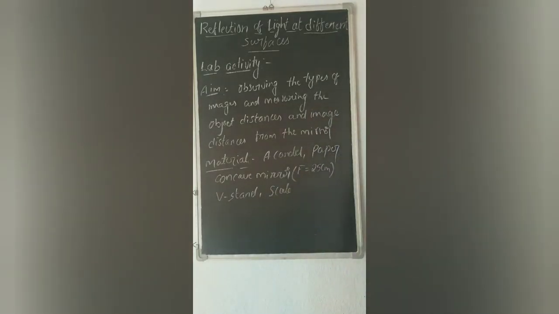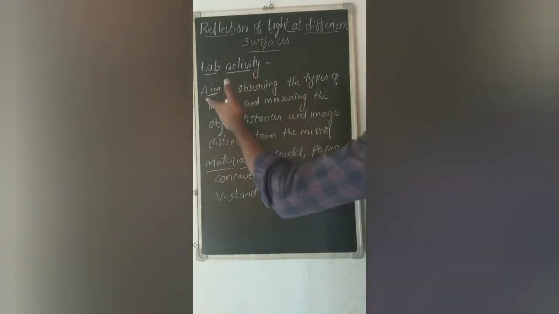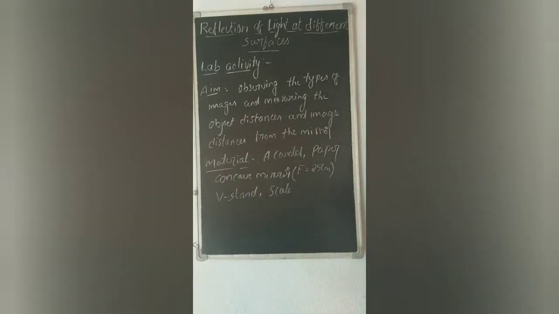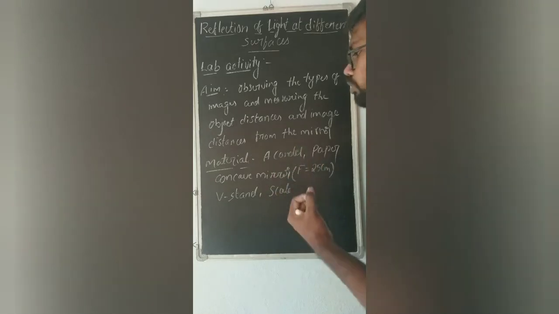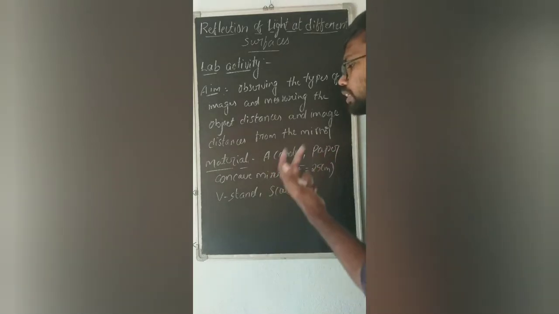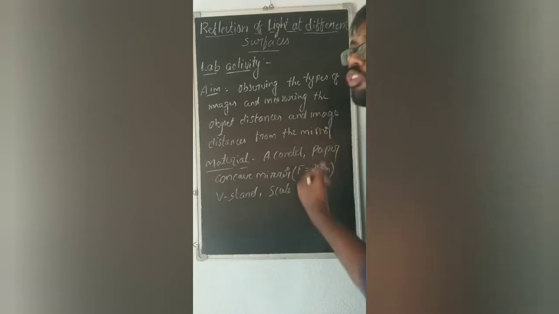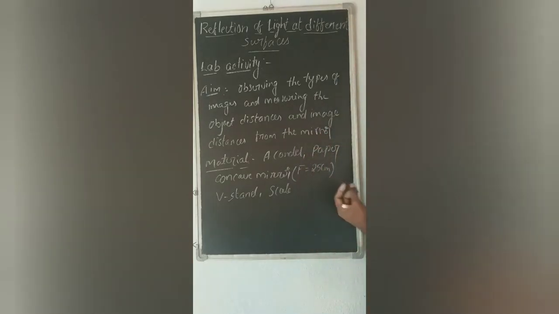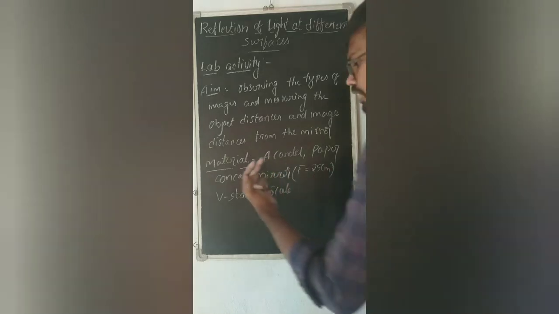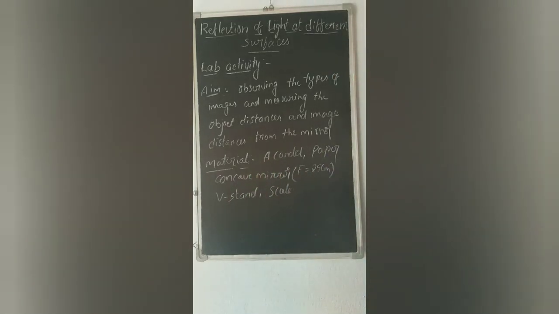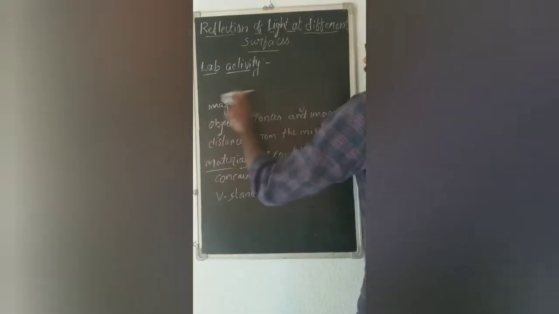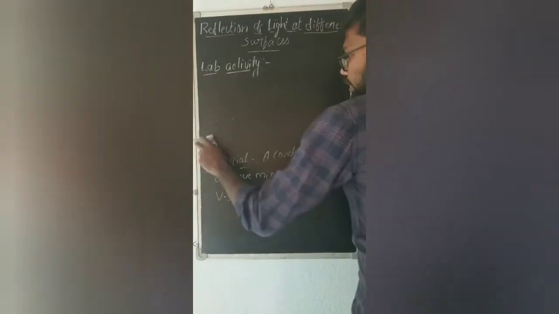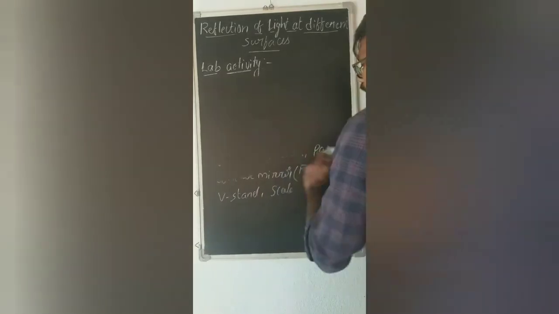Okay, now how is it going on? Simply, what is the aim? Observing types of images and measuring the object distances and image distances from the mirror. Okay, now what are the materials required? Candle, paper, concave mirror with known focal length. Known focal length means focal length should be 25 centimeters, 30 centimeters, or 15 centimeters, 20 centimeters, like that. You can take anything. And V stand, scale. Now I will draw a diagram. From that diagram we can observe the procedure of the activity.